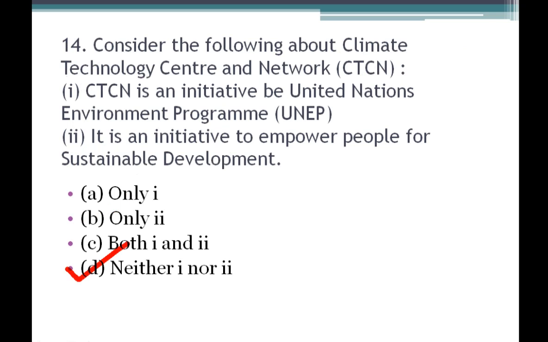Option 1 is incorrect because CTCN is an initiative under United Nations Framework Convention on Climate Change and it was started from Durban. And option 2 is incorrect because it is an initiative to promote renewable energy. It is not an initiative to empower people for sustainable development. So remember, it is for renewable energy.